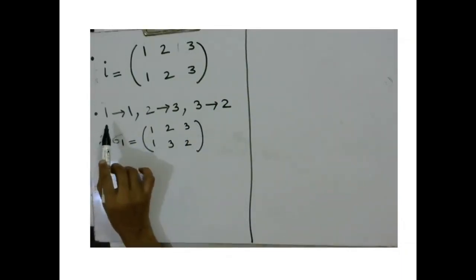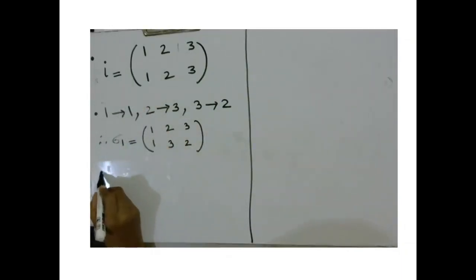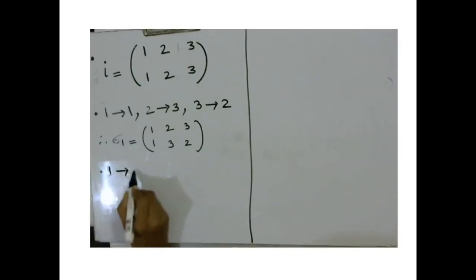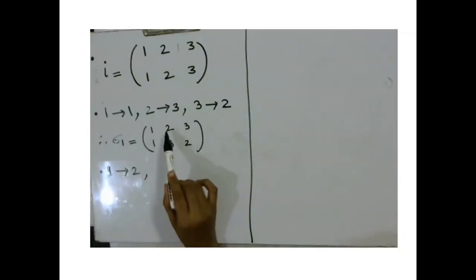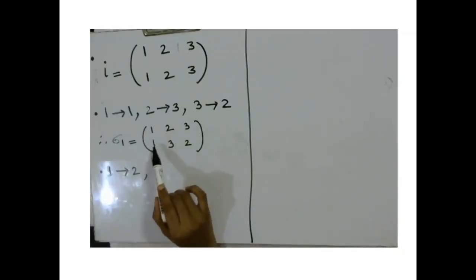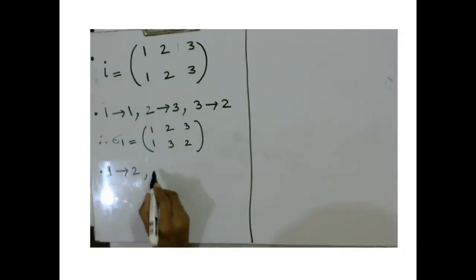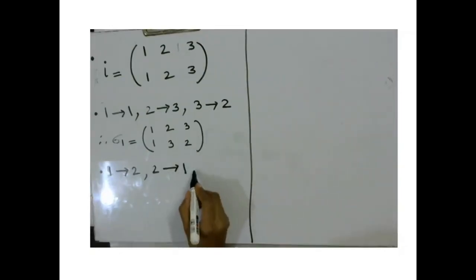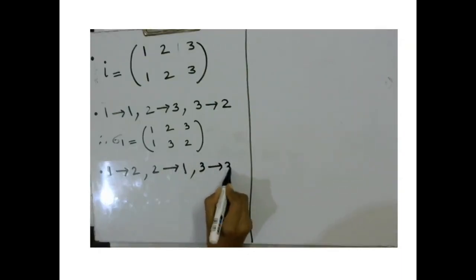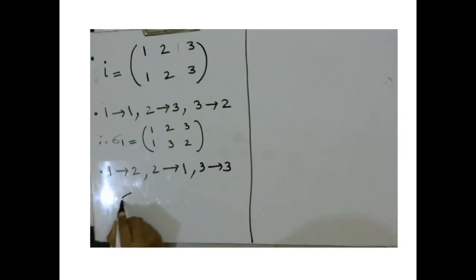Now we have considered all cases of 1 mapping to 1. Now consider the case of 1 mapping to 2. Then what are the choices for 2? Since 1 is mapping to 2, 2 has only two choices, either it can go to 1 or 3. So let us see when 2 goes to 1. If 2 goes to 1, for 3 there remains only one choice, that 3 has to go to 3 only. So the next permutation which we get is 1 mapping to 2, 2 mapping to 1, and 3 fixed.